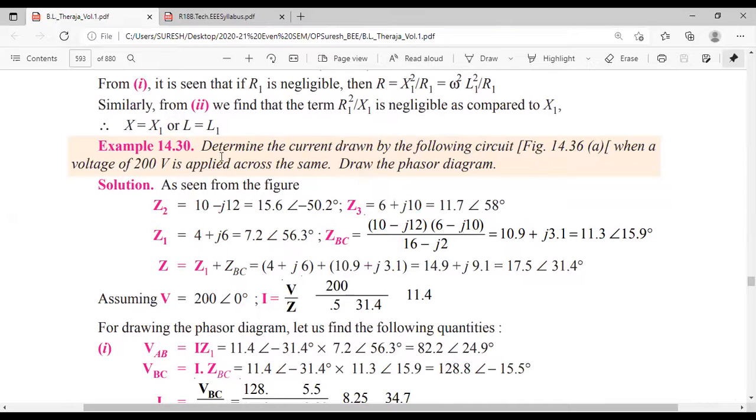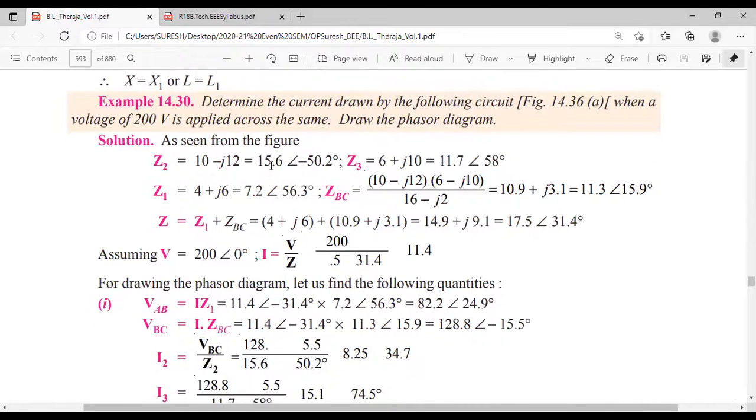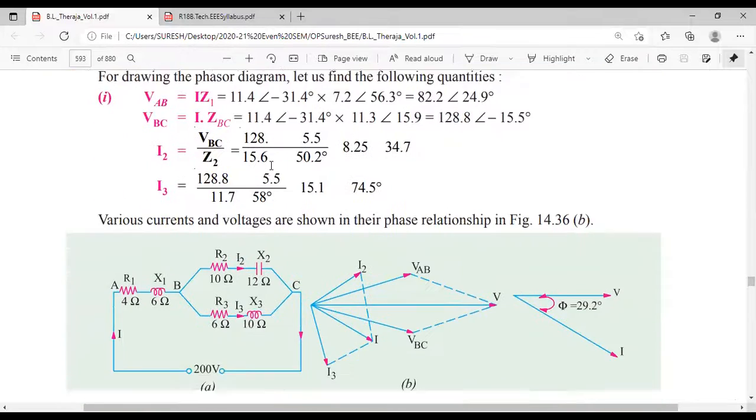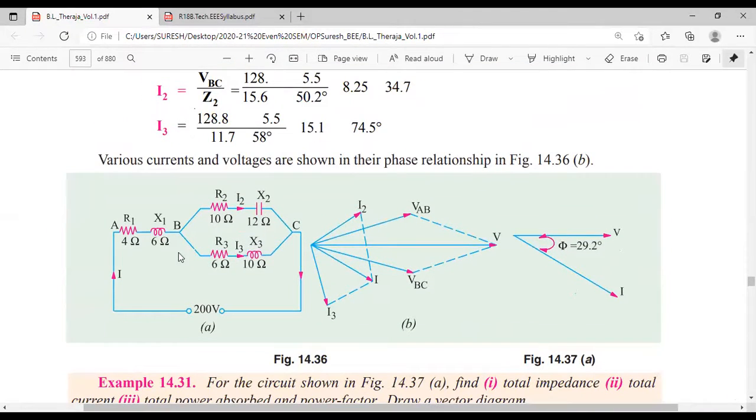Take down this problem, but first draw the circuit. Then you can take the question. Draw this circuit. Later we can take the question.